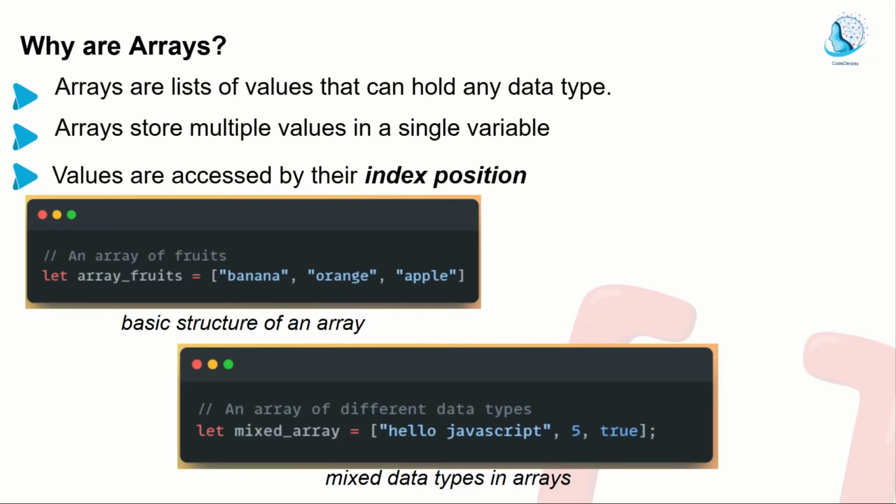So now let's look at the basic structure of arrays. We can create arrays by using the square bracket. So in this example, we have let fruits, and then we create an array by using the square bracket. Then we have the items banana, orange, and apple. We can mix different data types in arrays. So for this example, we have an array called mixedArray, which is comprised of a string, a number, and a boolean. So we have "Hello JavaScript", a number 5, and a boolean true.